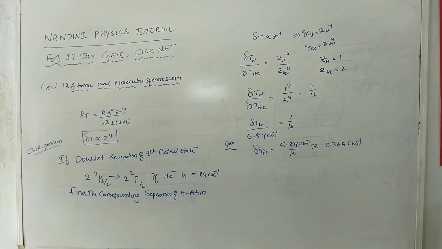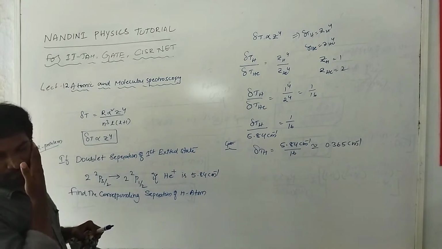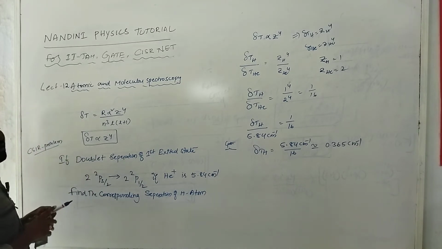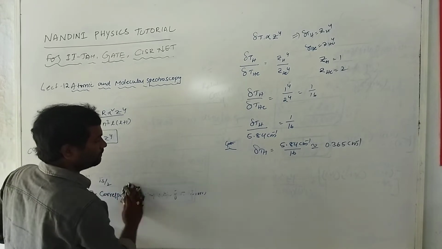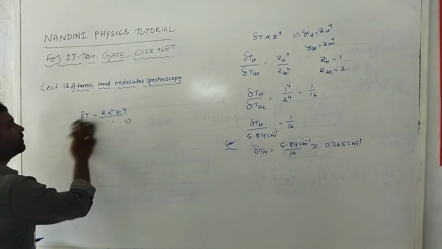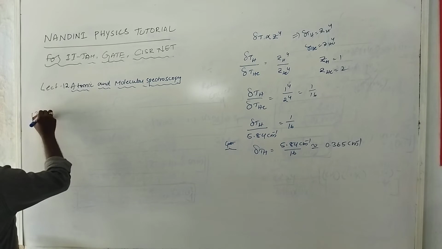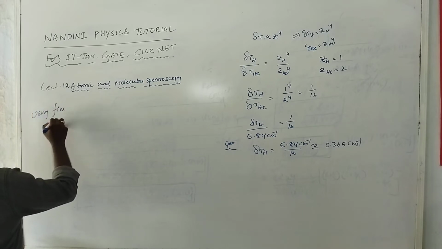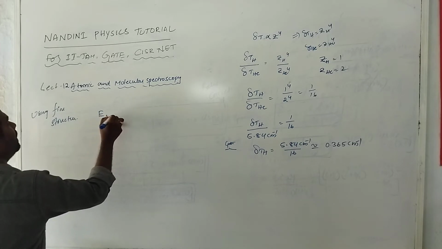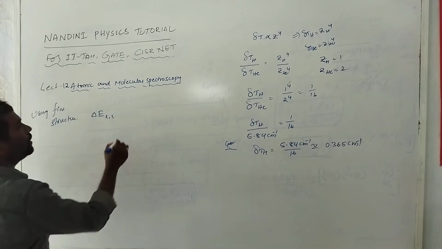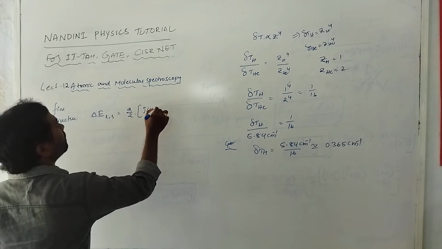See, okay, so this is the problem. I erase this problem. Once again I write: what is the energy shift in hydrogen atom by fine structure? So using fine structure concept, what is the energy shift delta E_LS? It is equal to A by 2 times of J into J plus 1 minus L into L plus 1 minus S into S plus 1.